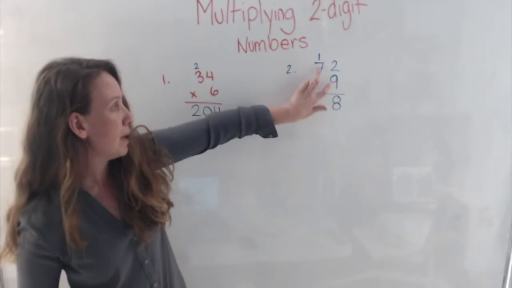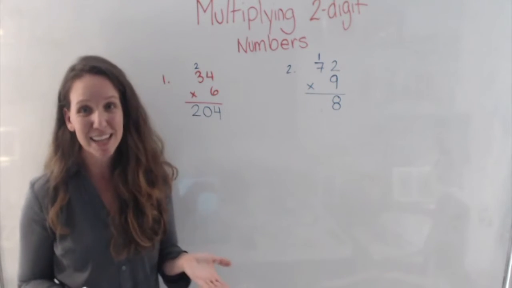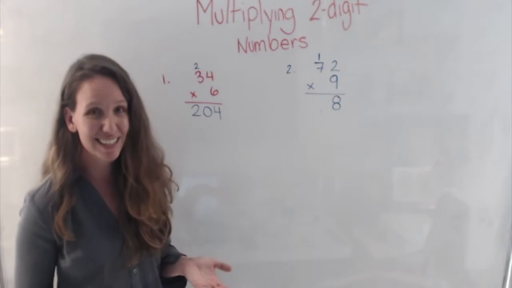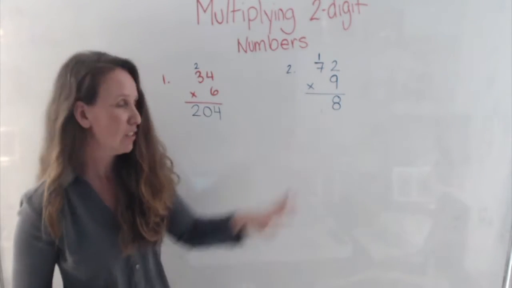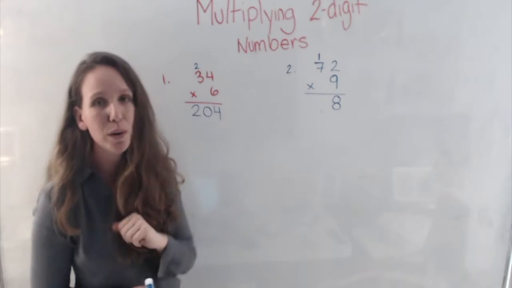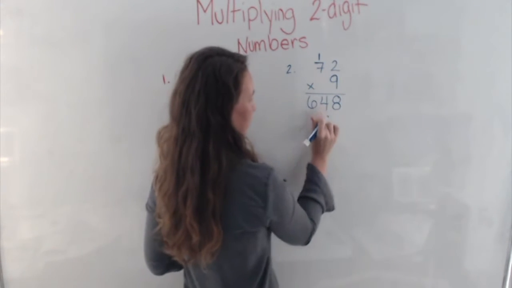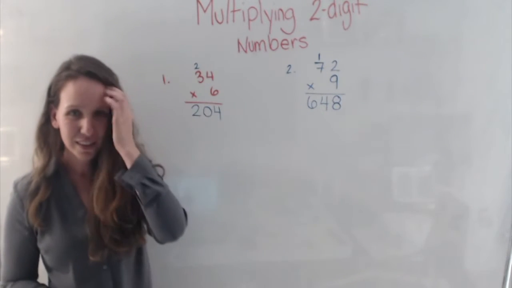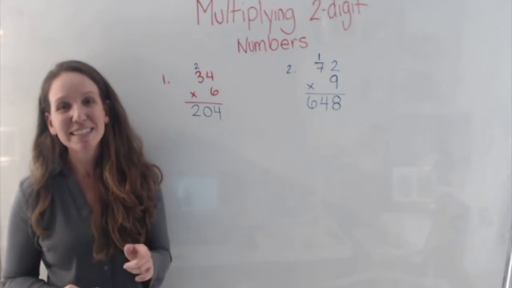Now I multiply my tens. 9 times 7. What's 9 times 7? 63. But now I have the 1 more, the 1 from the 18. So I have 63, and 1 more makes 64. Okay? How is that one? A little better? Let's keep working together.